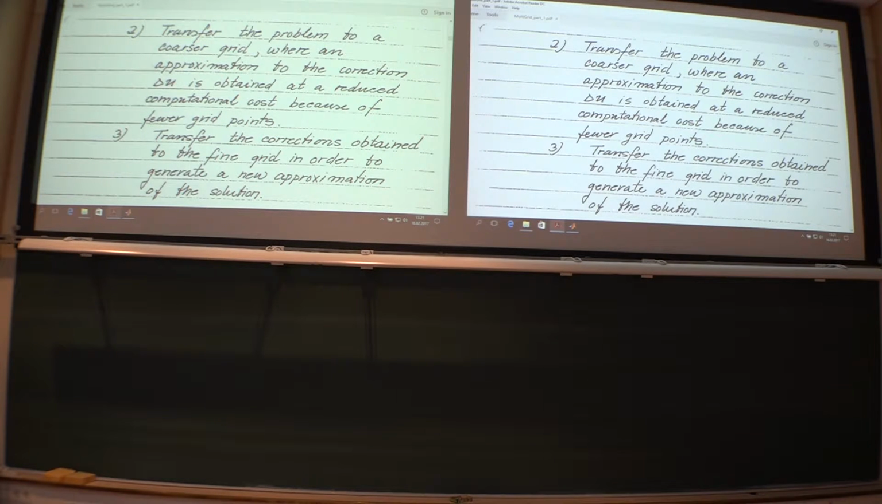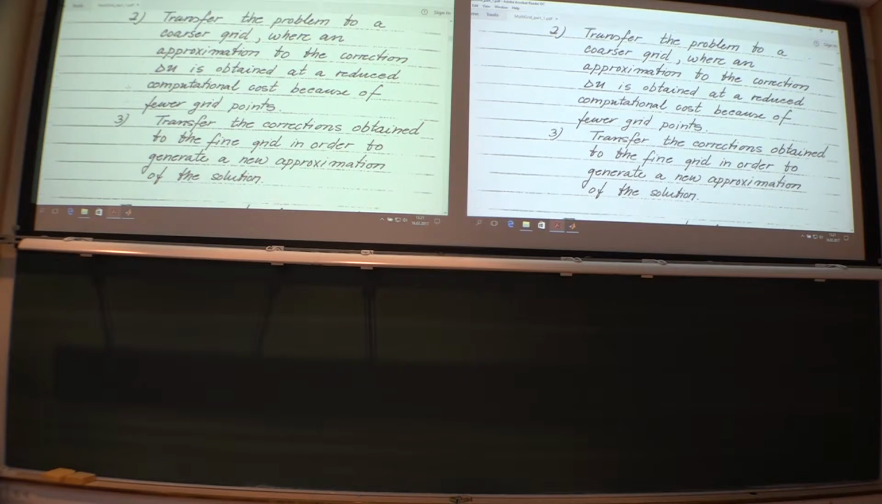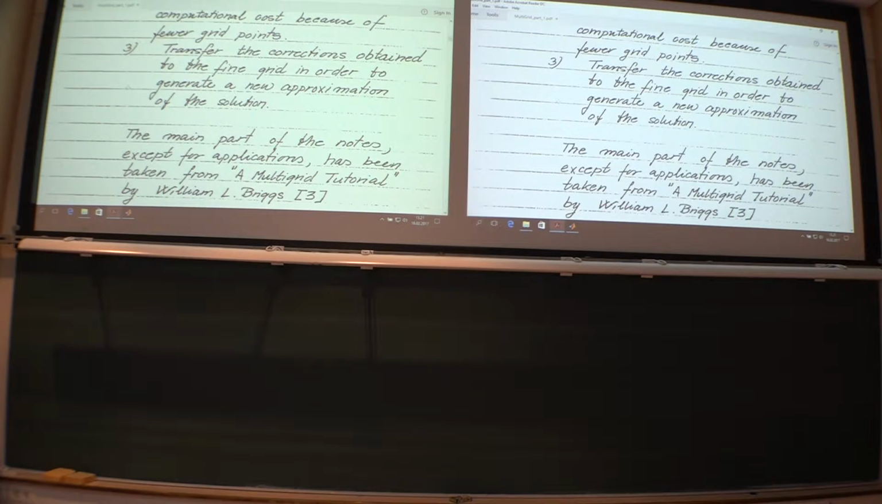So finding the solution here, we have to go back to the fine mesh, which is where we want the solution in the end. And now we have to correct whatever solution we had there by the information we get from the coarse mesh. And then we might have to do this several times, flipping between those two meshes.